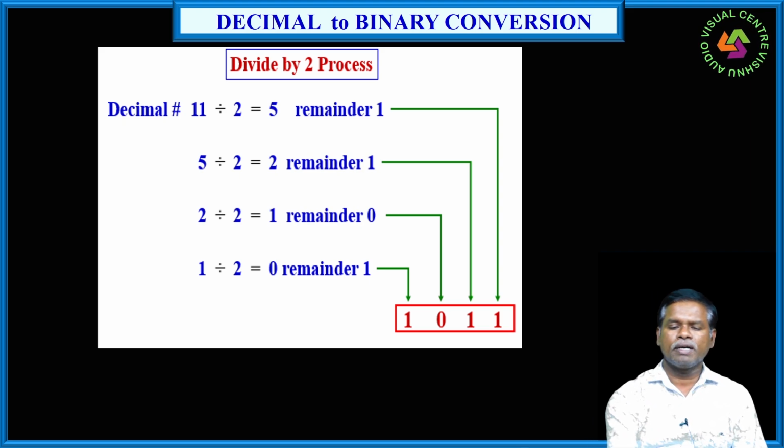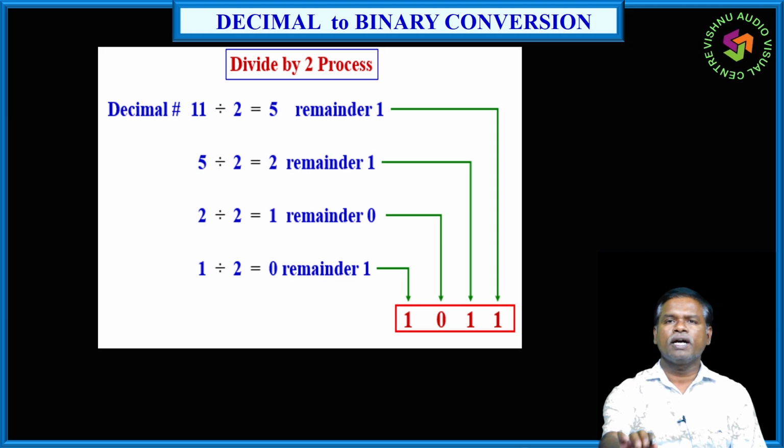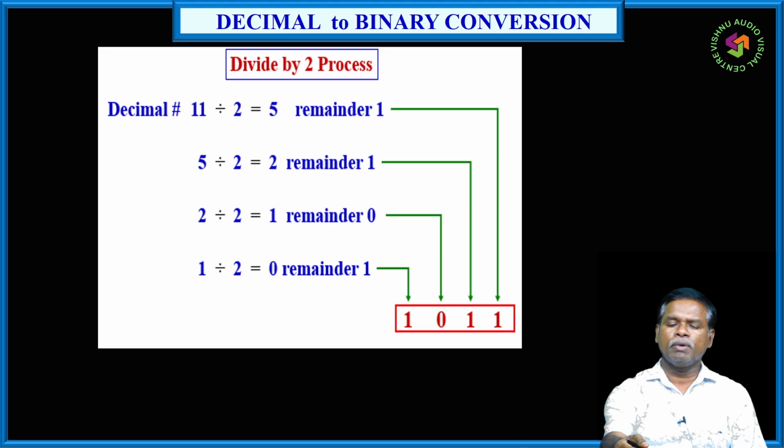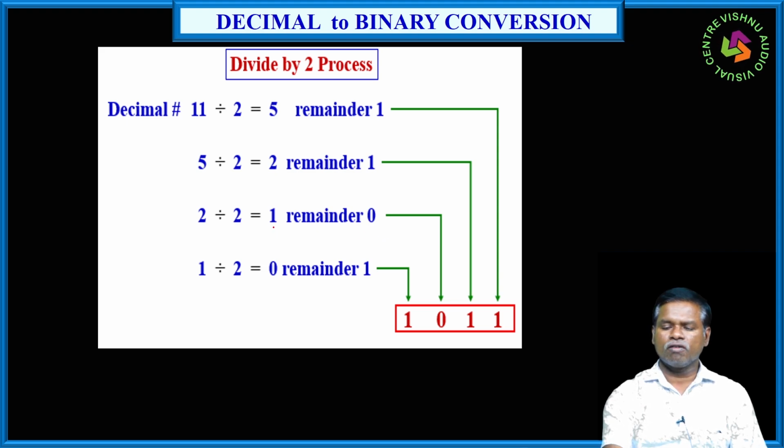So here the decimal number 11 is given. First, when we divide 11 by 2, we get a quotient 5 and a remainder 1. Then whatever quotient is obtained in the first division, you take it as the number and divide it by 2. When 5 is divided by 2, we get a quotient 2 and a remainder 1. Next, 2 again divided by 2 gives a quotient 1 and a remainder 0. Lastly, that 1 divided by 2 gives a quotient 0 and a remainder 1.